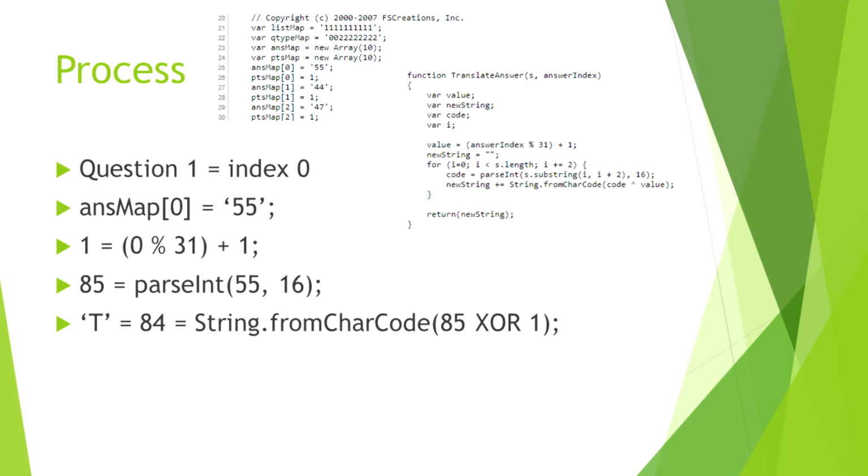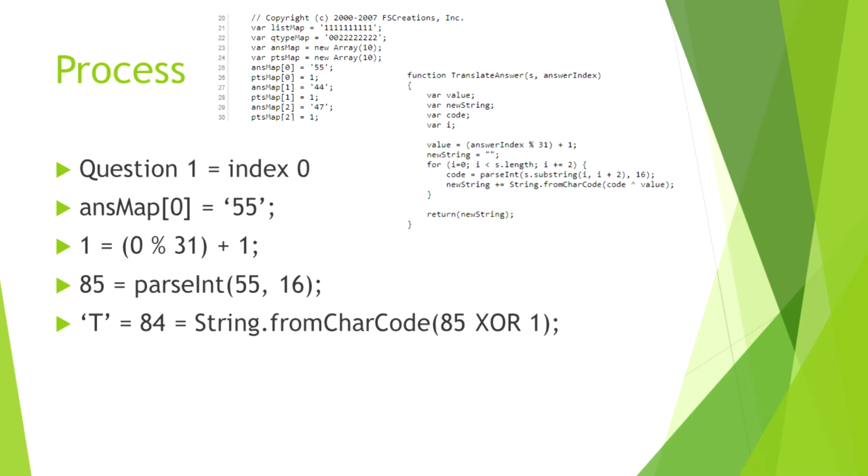So, question 1 is at index 0, and ANDSMAP[0] is equal to 55. Value is going to equal 0 modulus 31, which is 0, plus 1 to finally equal 1. Code equals parseInt(55, 16), and the second parameter is what base the first parameter is in, so 16 means 55 is in hexadecimal, so parseInt will convert it to decimal, which is 85. Finally, String.fromCharCode converts a provided integer to Unicode. The code provides 85 XOR 1, which is 84.